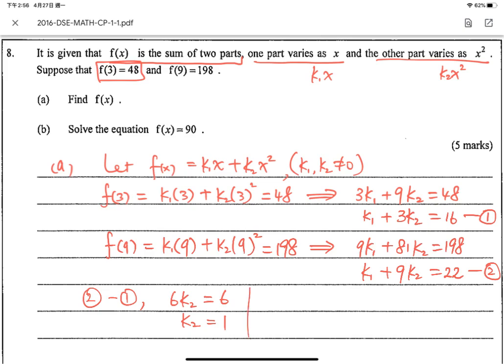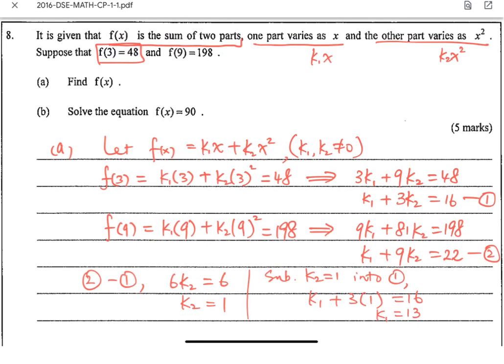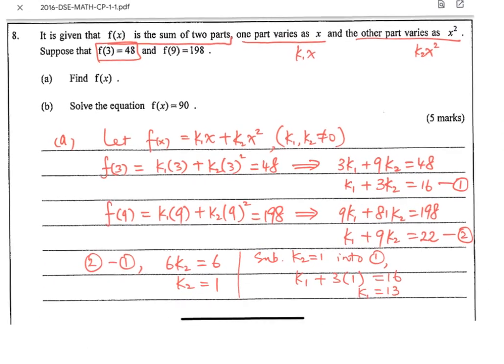After we have the value of k2, we can substitute k2 equal to 1 into the first equation. So we have k1 plus 3 times k2, which is 1, equal to 16. So k1 equal to 16 minus 3 times 1, which is 3, so 16 minus 3 is 13. Okay, after we have 13 for k1, let me move it up and make it smaller.